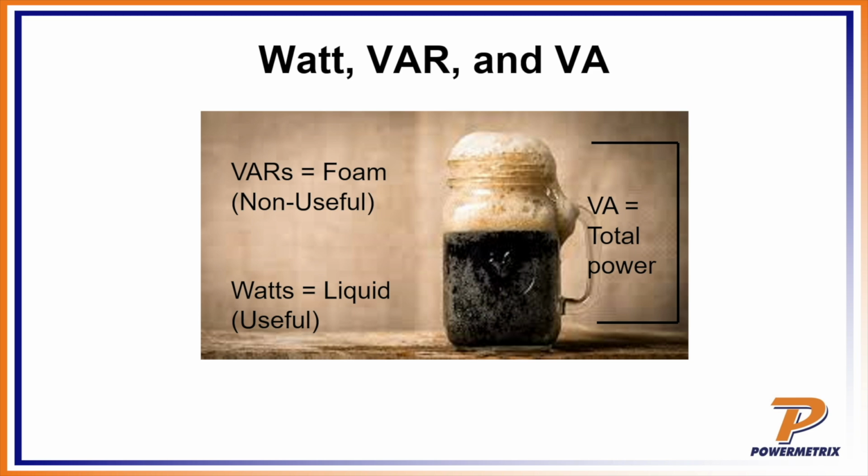So what does that mean? If you go to the next one, you'll see here, VARs, you know, Southern Baptists, we're going to call that root beer. Some people use beer. We're going to use root beer here. So VARs equal foam, the non-useful stuff. The watts are the liquid, which is the useful part, and the total, VARs plus watts, is the VA, which is the total power. But yeah, you can supply the total power, but there's going to be losses inside with that customer, so we're not going to get it all back. There have to be losses, and one of them is with these VARs.